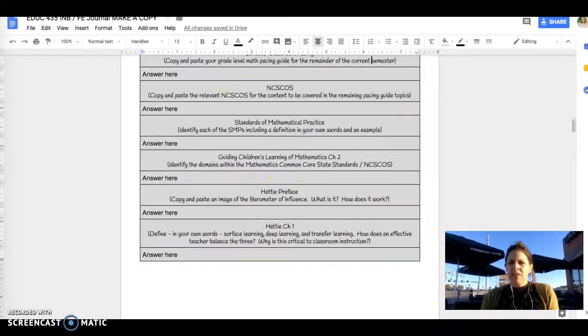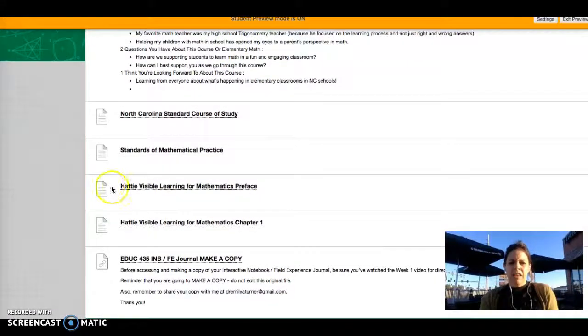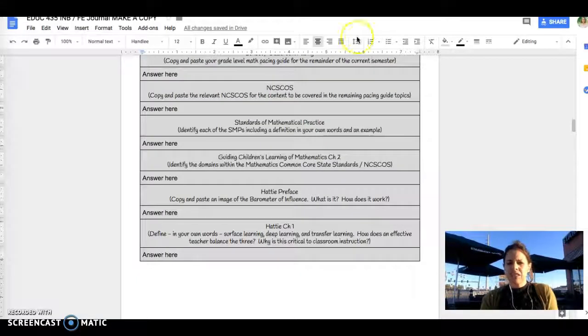Then you also have in your Week 1 content folder, Hattie Visible Learning for Math Preface, Hattie Visible Learning for Math Chapter 1. So you have questions to answer specific to each one. So Hattie has done a meta-analysis. He has researched the research is what that means. So meta-analysis just means he gathered everybody else's research and he did an analysis to find, based on the research that everybody else has done, what really works in math and what really are effective practices so that our students get the most out of math.